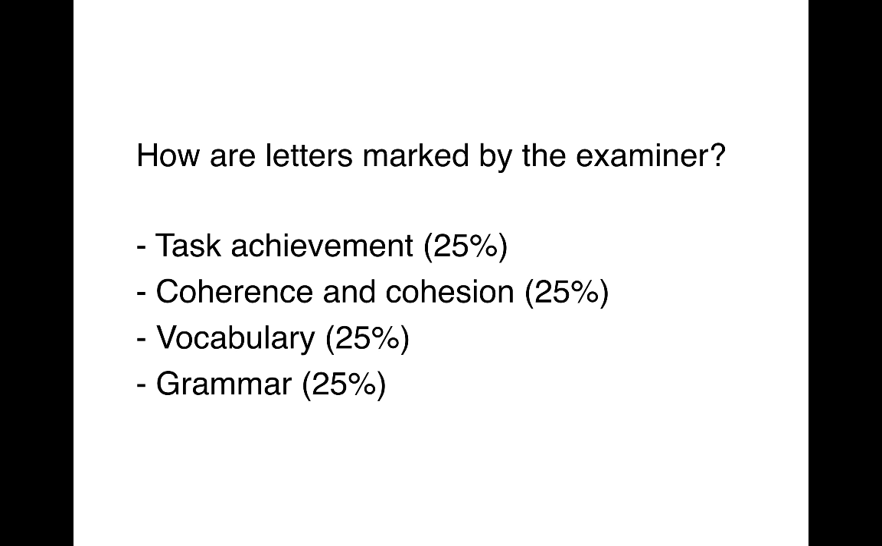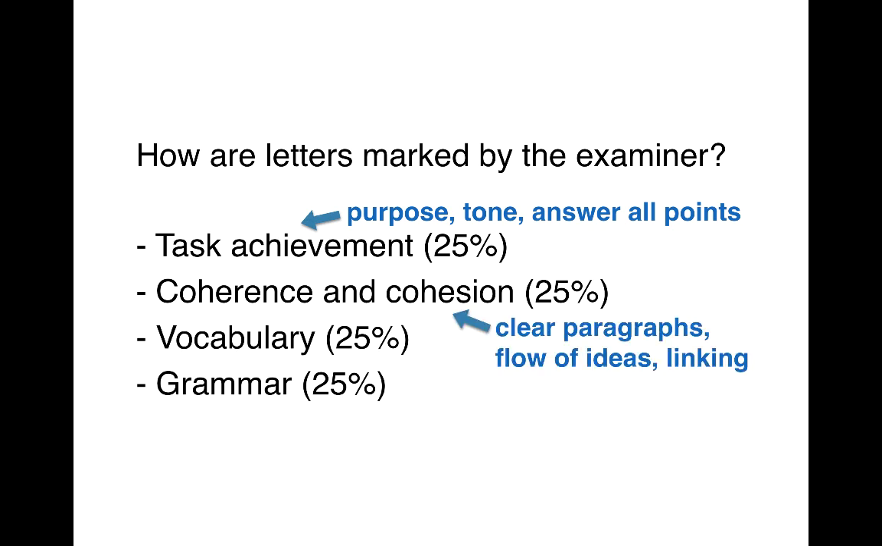Task achievement, let me just explain these. Task achievement, it's very important in this part to think about the purpose of your letter, the tone, and answering all the points. This is where you get marks for purpose and tone in your letter, and fulfill the requirements of the task by going through the bullet points and covering everything. Coherence and cohesion, this is about having clear paragraphs, a flow of ideas and some linking, so the letter is easy to read and well structured.